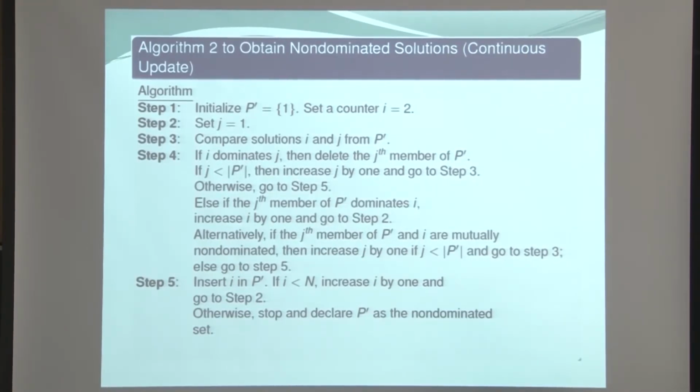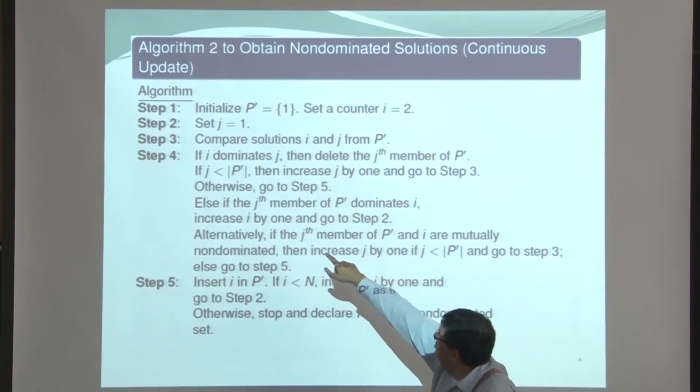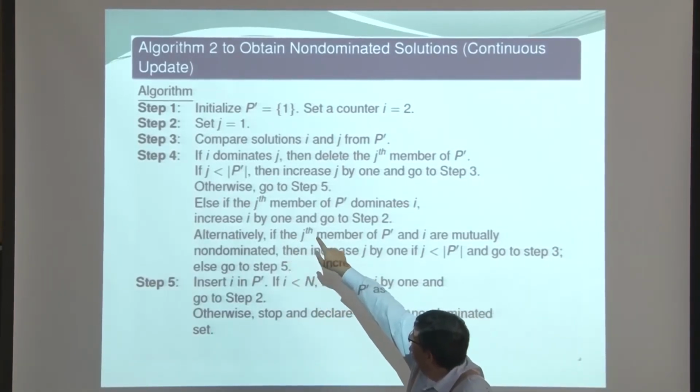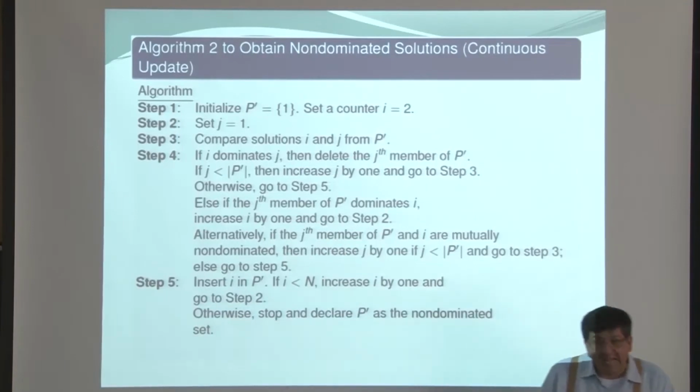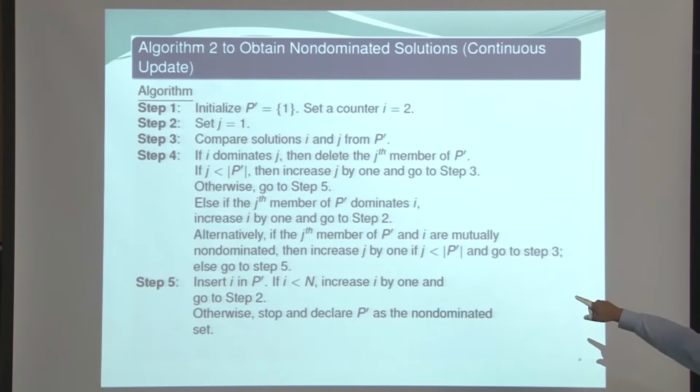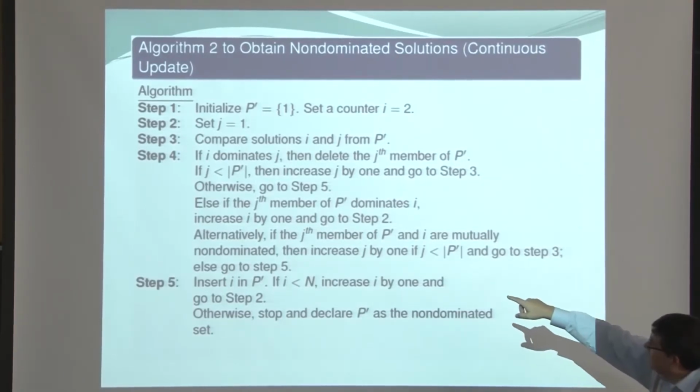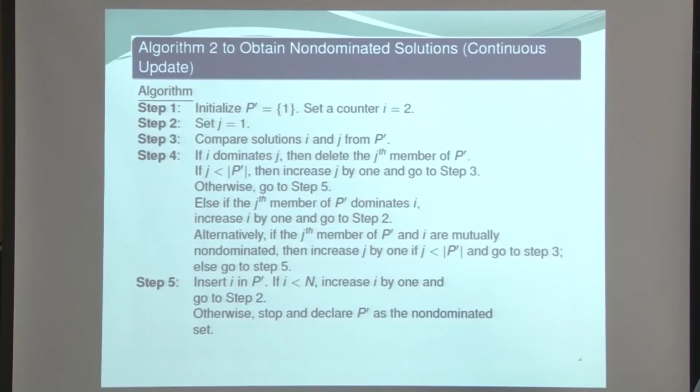So we check, and this was the original mistake that this guy pointed out. If J is less than the cardinality of P prime, which only has one solution at this point. So the cardinality is 1 and J is 1. So 1 is not less than 1. We will have to increase J by 1 and go to step 3. But in here, that is not the case.